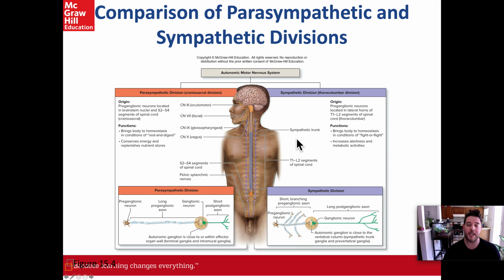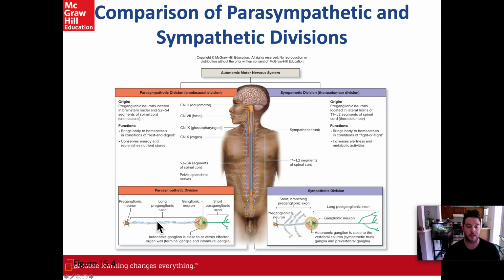The sympathetic division has what's called the sympathetic trunk, which, again, we were saying the cell bodies of the sympathetic nervous system, as opposed to being within the brainstem or the spinal cord, are just lateral or anterior to it. So this trunk is where the actual cell bodies, the ganglia of the sympathetic nervous system, are housed. We'll see it's called the sympathetic trunk ganglion. And you can see the structural differences between them too.